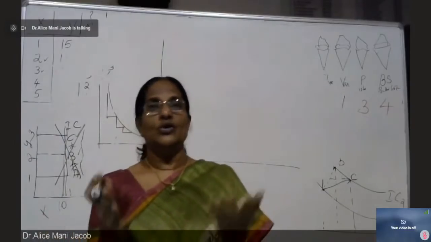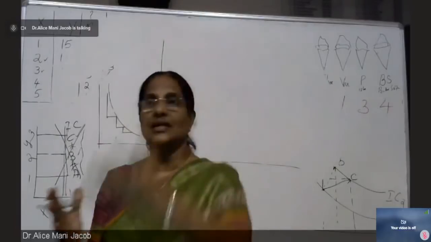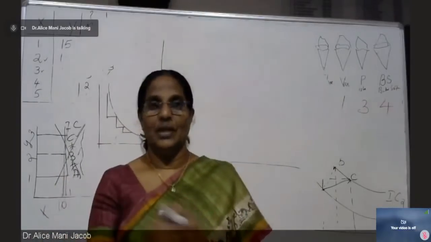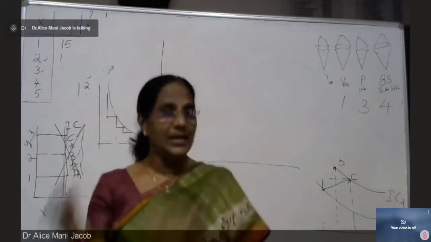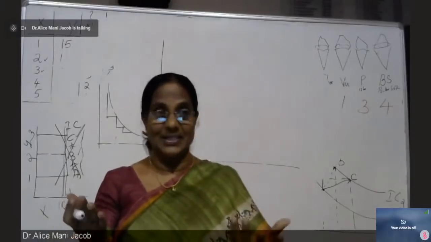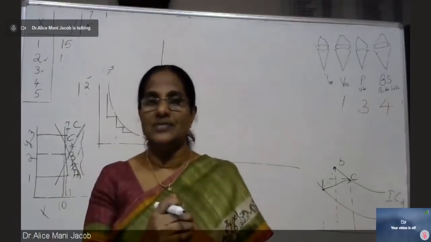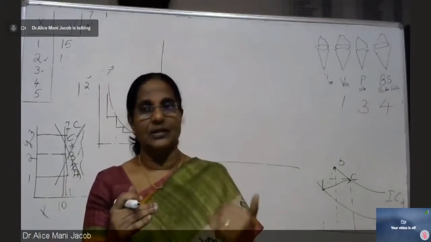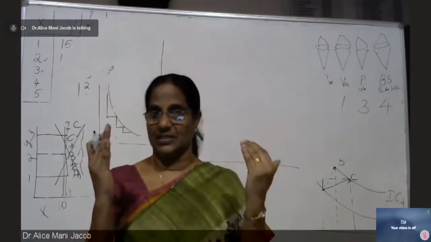I'll tell you, you have a pair of shoes. The left shoe and the right shoe. They're perfect complements, isn't it? You cannot walk with one shoe. You need the right shoe and the left shoe together to wear, isn't it? So they are perfect complements, right? You have a pair of socks. The left sock and the right sock, they are perfect complements, right?